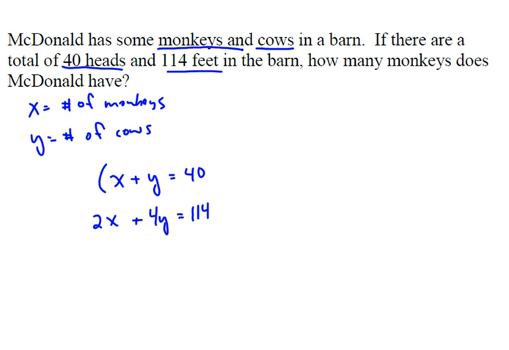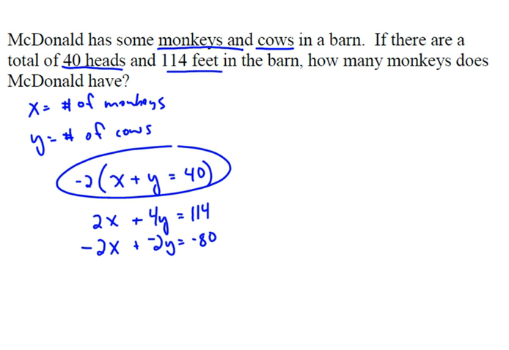I like to use elimination to solve these kinds of problems, so I'm going to multiply this by -2. That gives me -2x, and then multiplying the y, -2y equals -80. That's just multiplying this whole thing by -2. Now add these two equations together.